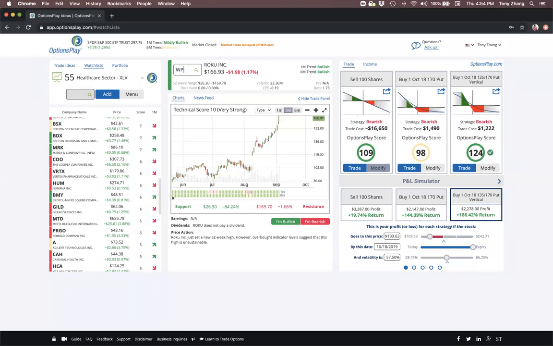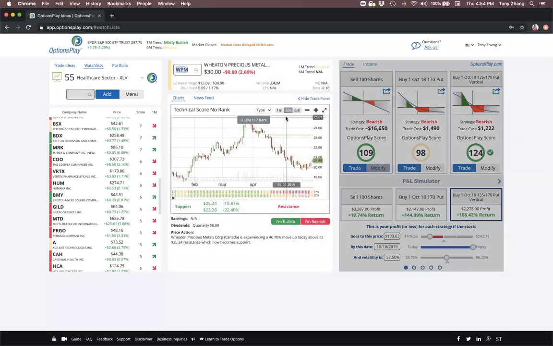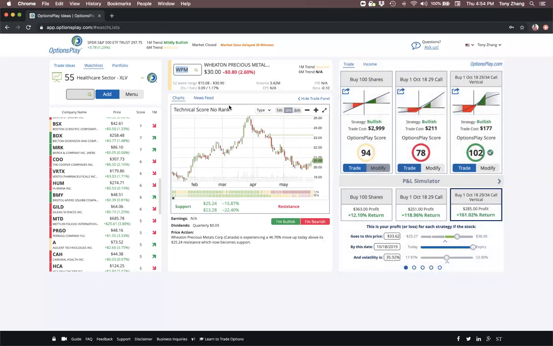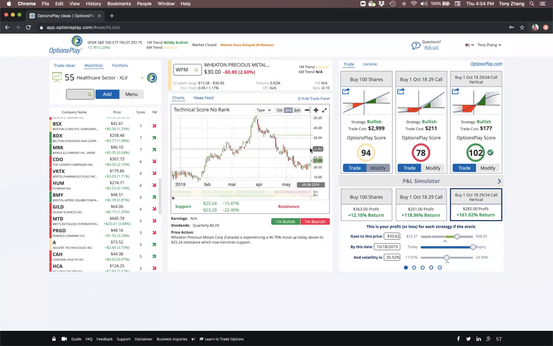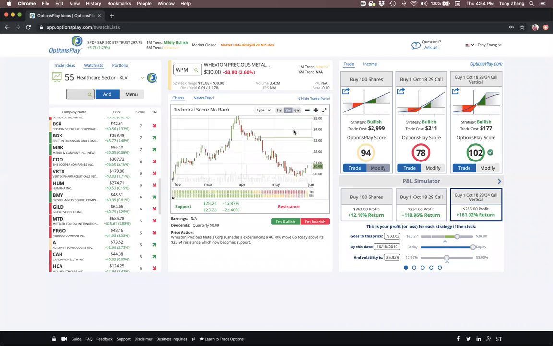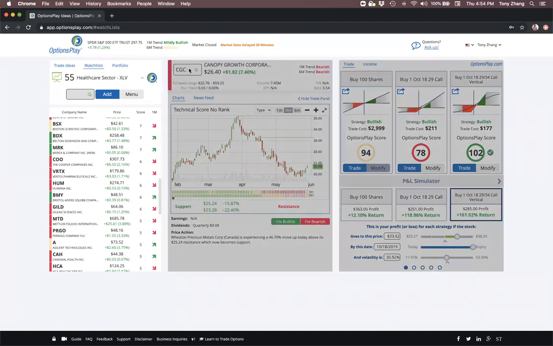Wayne is looking for WPM. So this is a precious metal stock. We currently don't rank the stock because this is a relatively small cap name. But the stock has really pulled back lately. The 6-month trend is actually neutral here. Hard to say right now for this particular stock, but it does look like it's starting to bottom and turn around a little bit. But this is, again, a small cap stock that we currently don't rank.